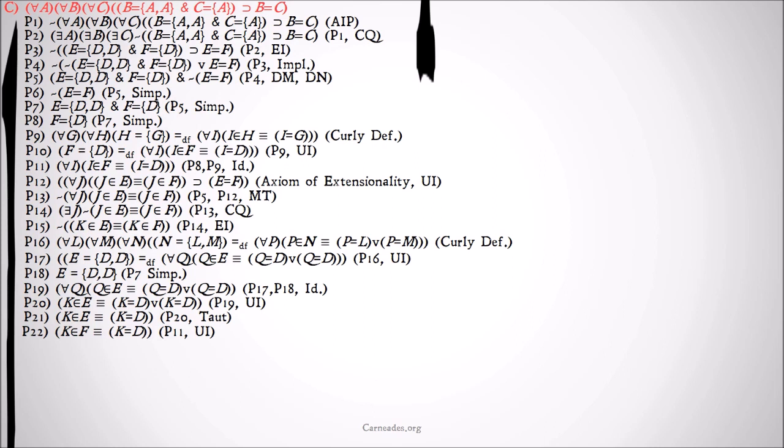And then we can universally instantiate premise 11 all the way back there when we had for all I to K, because we're universally instantiating, we're allowed to use a variable that we've already listed. So we now have K is a member of E is materially equivalent to K equals D, and K is a member of F is materially equivalent to K equals D.